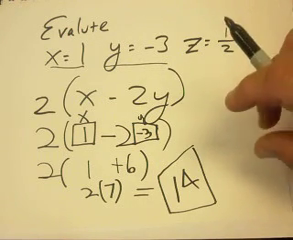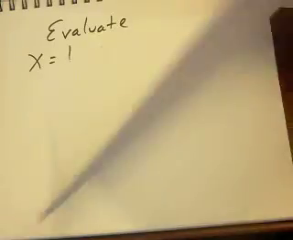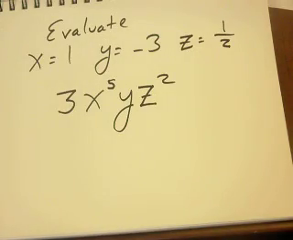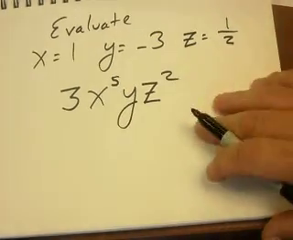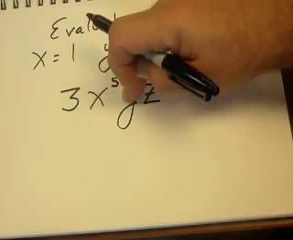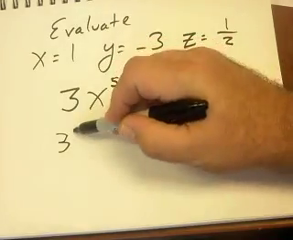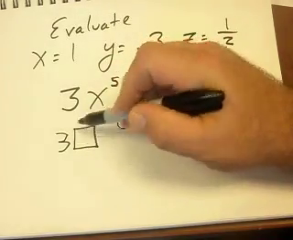Hopefully you're following along with this. Let's do one bonus one. You're all doing so well. How about this one? Evaluate. And this one we've got some exponents involved. Let's see how to deal with this. I've got 3x to the 5th power y z squared. I'm going to do the same procedure. If you notice, I've developed a procedure and I do the same thing each time.